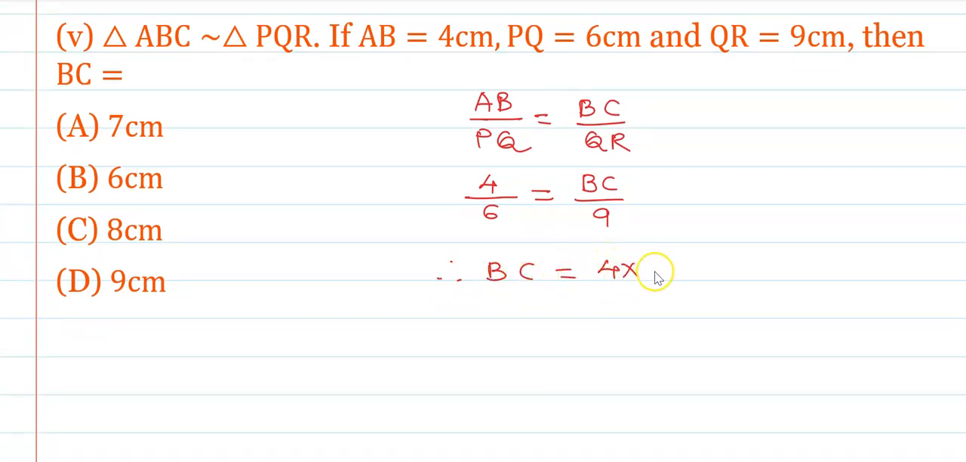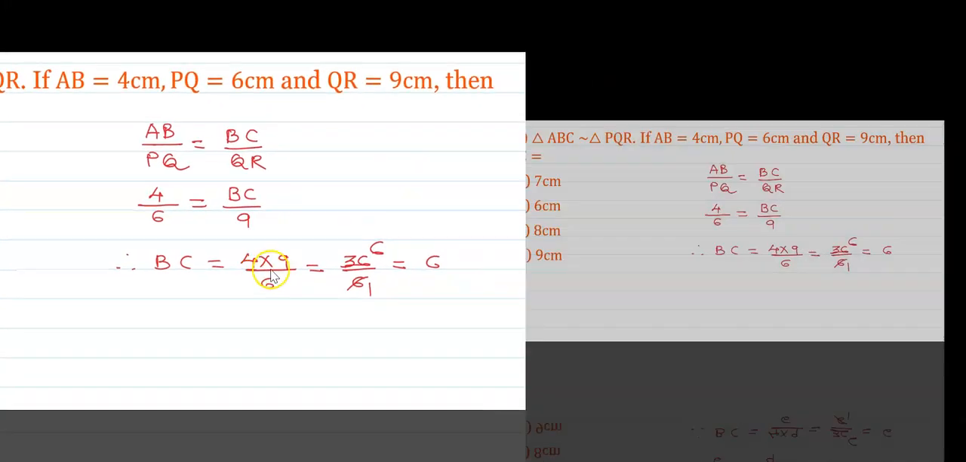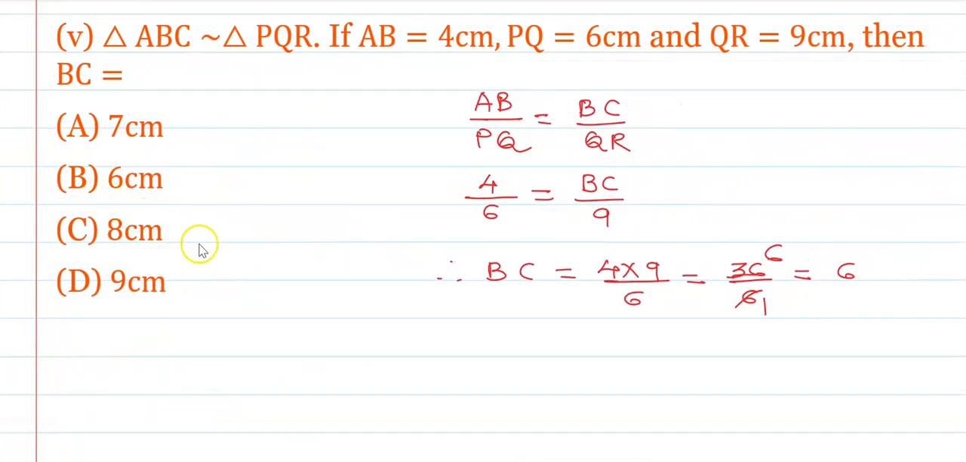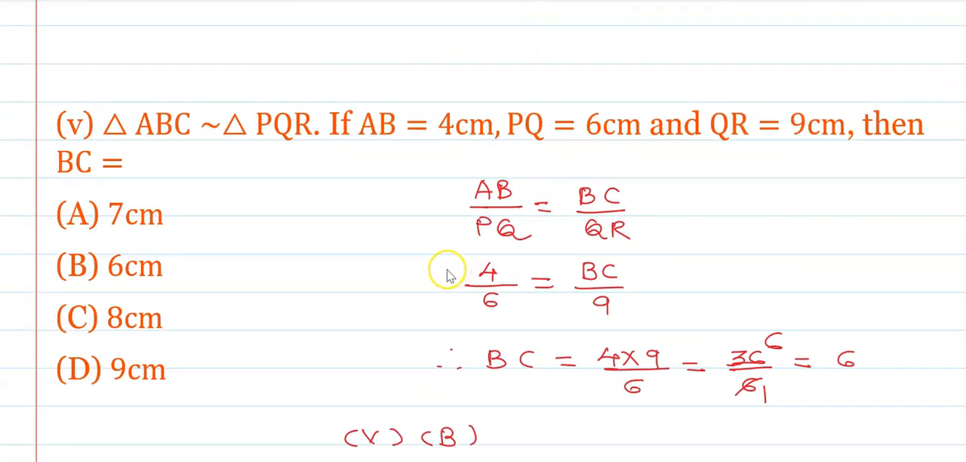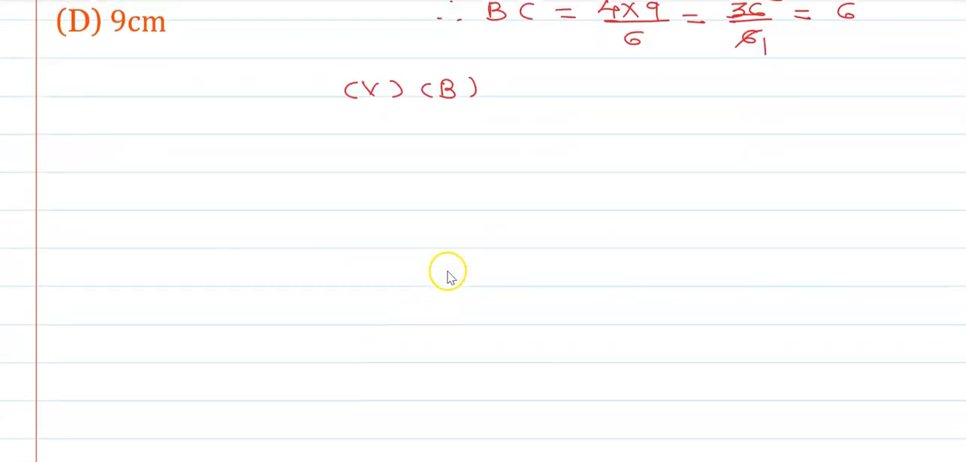4 into 9 upon 6 and that is a 36 upon 6. 6 ones are 6, 6 sixes are 36. Therefore, BC is equal to 6. Option B is the correct one. Therefore, we'll write here question. Option B is the correct one. Okay. Now, next problem.